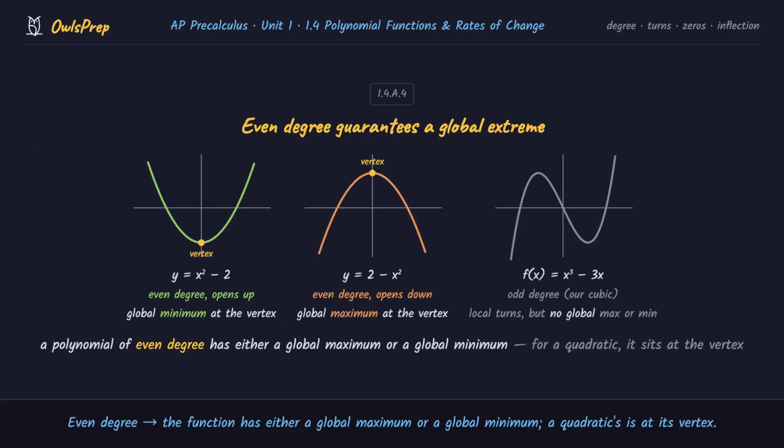Degree tells you something on its own. A polynomial function of even degree always has either a global maximum or a global minimum. The clearest case is a quadratic. Opening upward, it has a global minimum. Opening downward, it has a global maximum. And either way, that global extreme sits exactly at the vertex. Compare that with our cubic, which has odd degree. It does have a local maximum and a local minimum, but there's no highest or lowest output overall. The graph keeps climbing on one side and keeps dropping on the other. So an even degree guarantees you one global extreme. An odd degree doesn't.